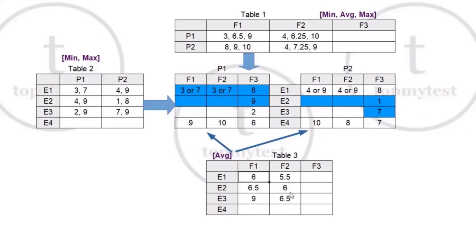If I take 3, I need an average of 6. 3 plus 9 will give you 6. 3 plus 4 will give you only a 7. And 7 plus 4 gives you 11. 7 plus 9 gives you a 16. So 3 has to match with 9 and 7 has to match with 4. 7 plus 4 gives you 11. Average is 5.5. So we know this is 3. This is 7. F1 should be 9 and F2 should be 4.